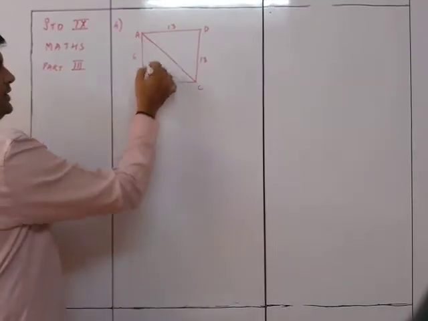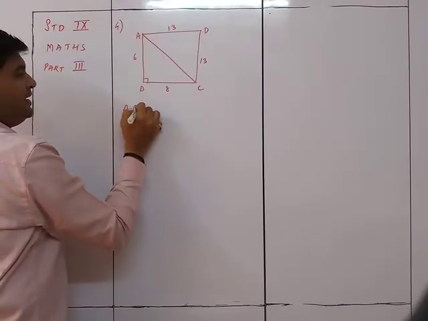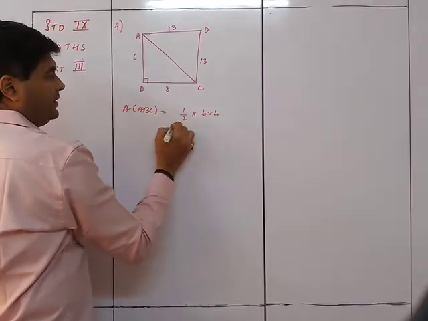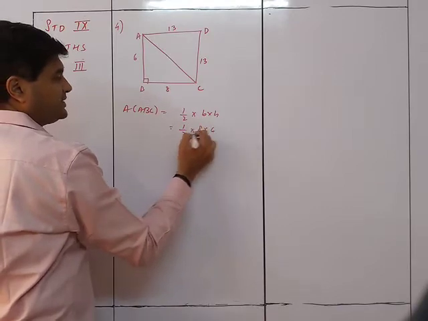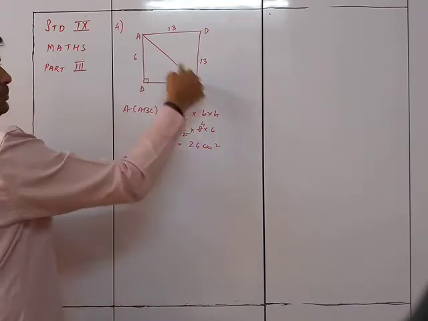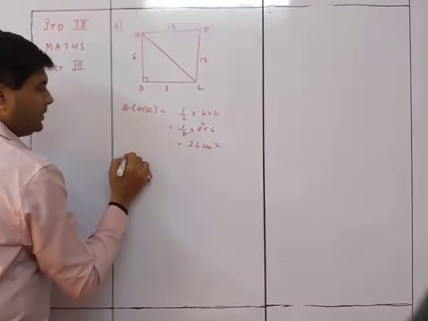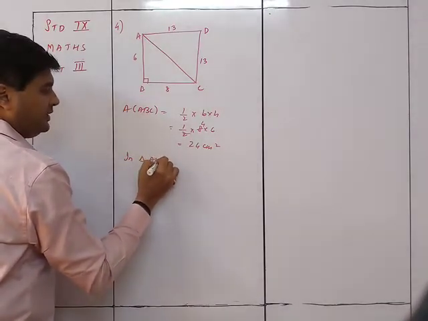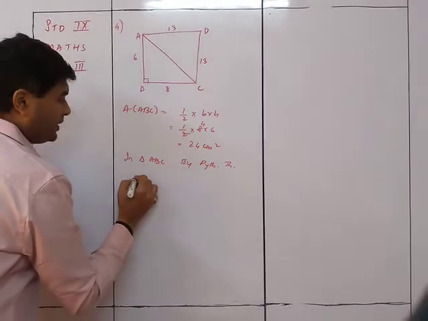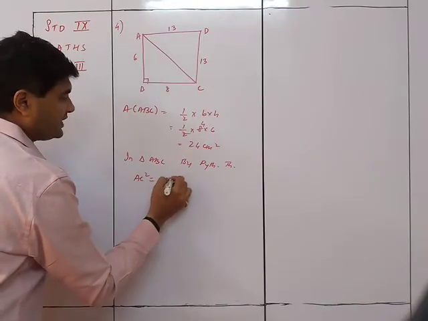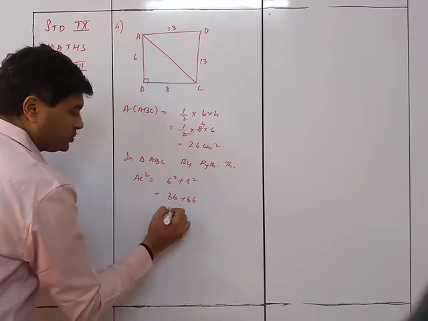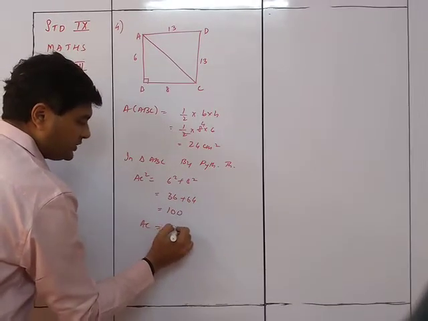So first of all, area of ABC is equal to half into base into height, is equal to half into 8 into 6, is equal to 24 centimeter square. Now Pythagoras theorem. In triangle ABC, by Pythagoras theorem we have AC square is equal to 6 square plus 8 square, is equal to 36 plus 64, is equal to 100. So AC is equal to 10 centimeters.